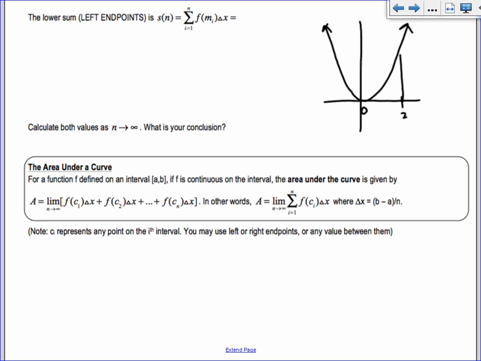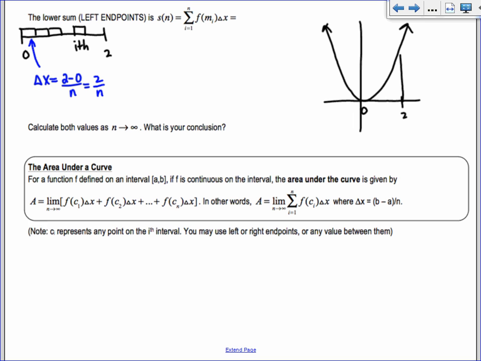Okay, so if I have 0 to 2, and I decide to use left-hand endpoints. Okay, I'm going to have these little rectangles, right? I'm going to have my ith rectangle, and so on. Okay, 0 to 2 means that every single width, which we call delta x, is going to be b minus a over n, which was 2 minus 0 over n, so it's going to be 2 over n.